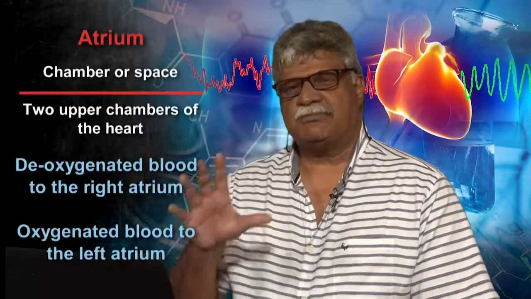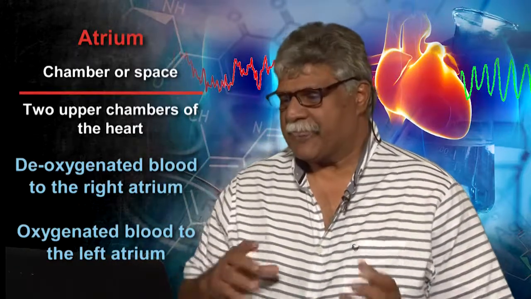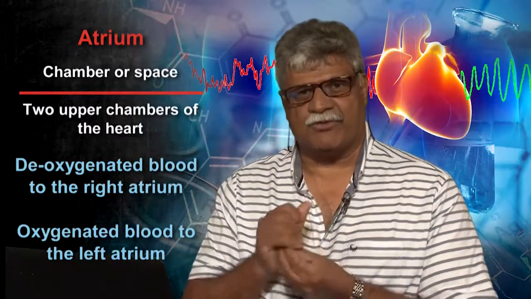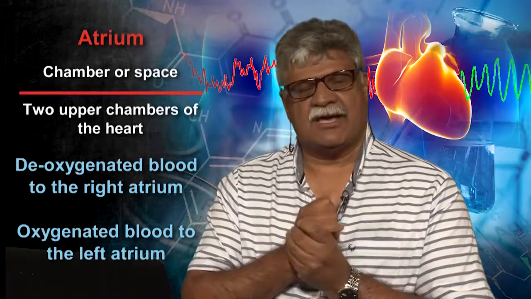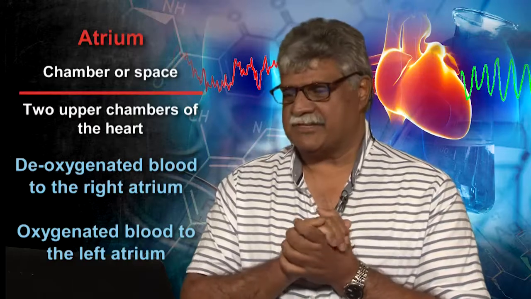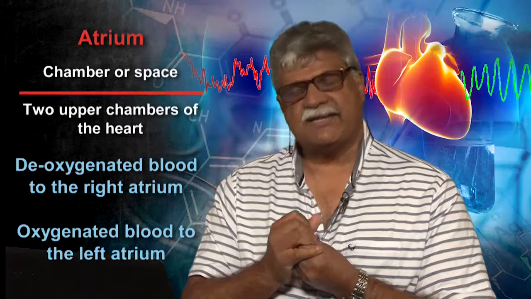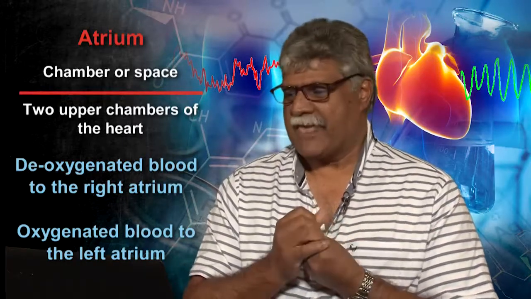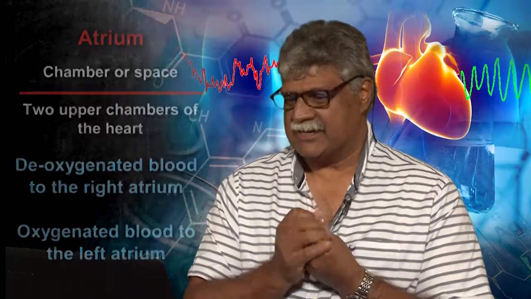Now, let's talk about the derivation of the word atrium. An atrium is a chamber. Okay, so it's a very good name for a chamber. So the upper region of the heart, which is the right atrium and the left atrium, receives blood. Actually, the right atrium receives deoxygenated blood, and the left atrium receives oxygenated blood.